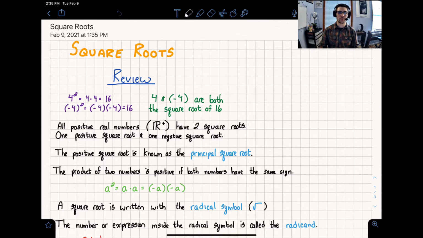Today we are going to be reviewing the square root. What is the square root? Let's find out.